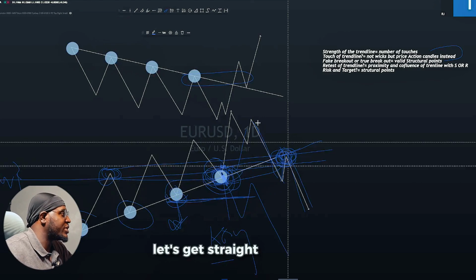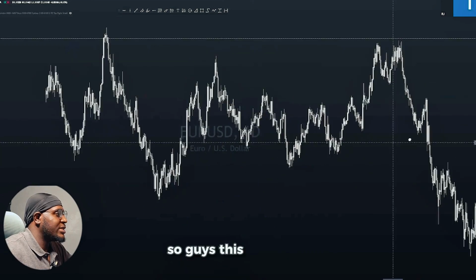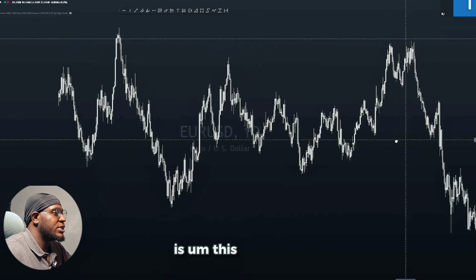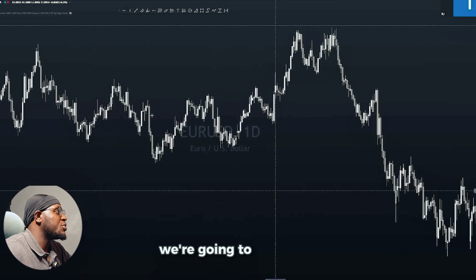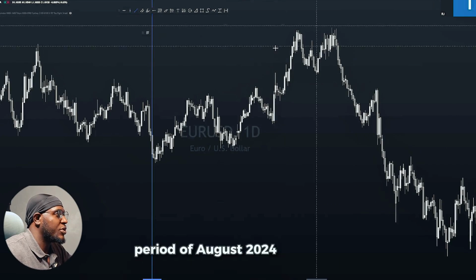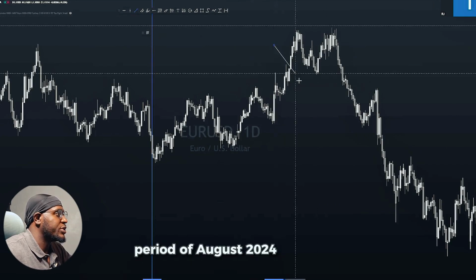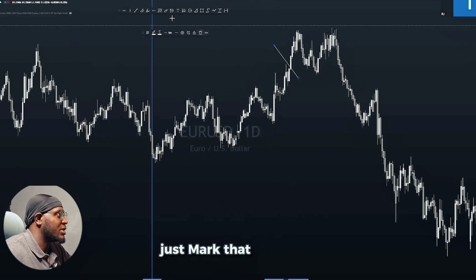So let's get straight into the candlestick chart. Okay, so guys, this is Euro USD on the daily time frame. We're going to be using the period of April 2024 up until the period of August 2024. Okay, so let me just mark that out.